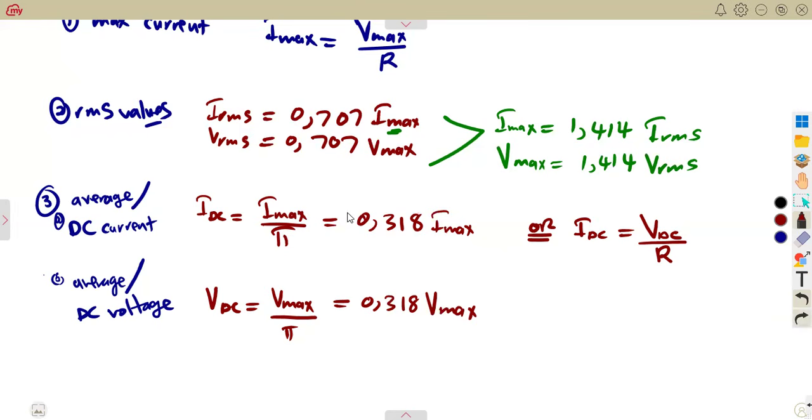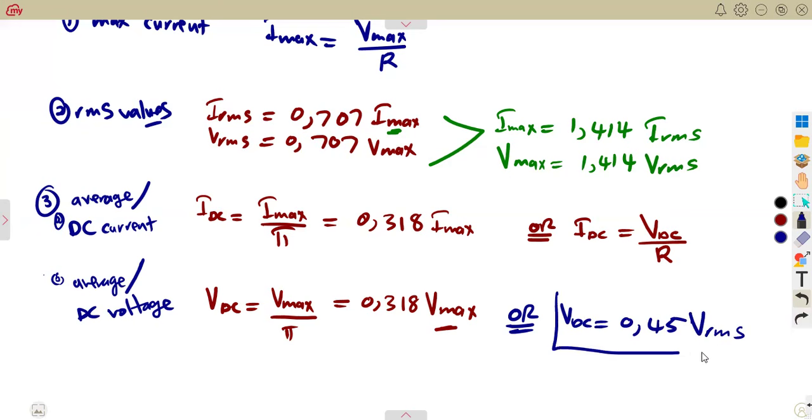It is taken at 0.318 of the maximum voltage for a half wave, just like RMS values, the same value, and it's taken from the maximum value. All this can be calculated from the RMS value. So VDC is approximately 0.45 of the RMS value. It's another calculation that you can work with, given the RMS value. IDC we can calculate when given VDC and the resistance. Which formula is it that you're going to apply?